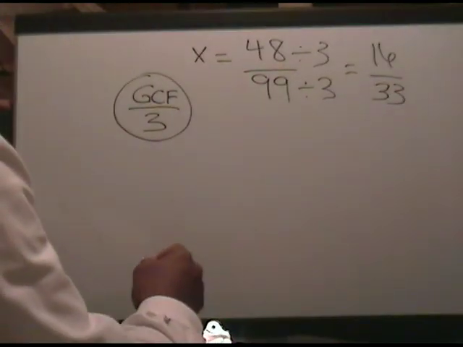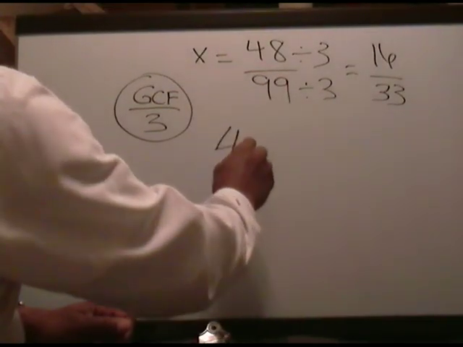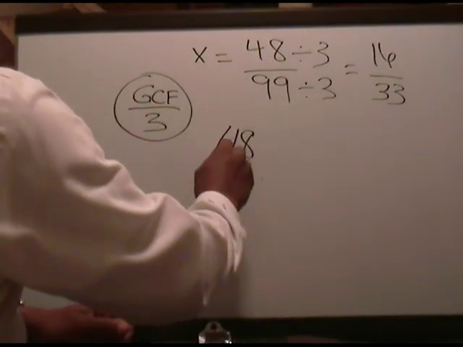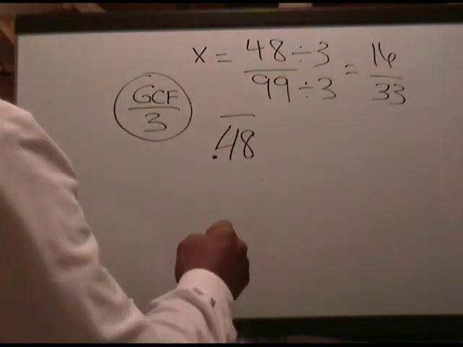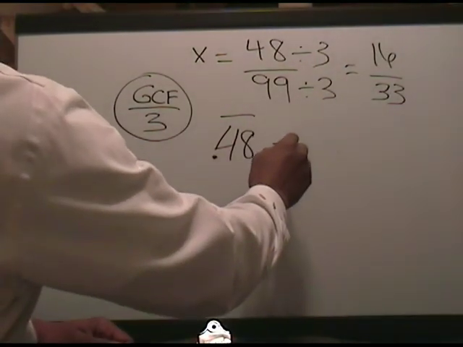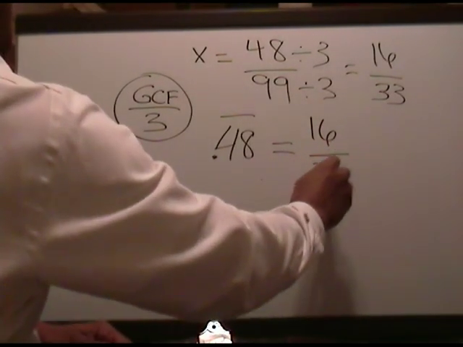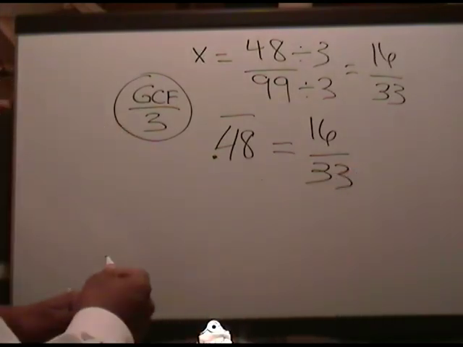So 0.48 repeating converted to a fraction is equal to 16 over 33.